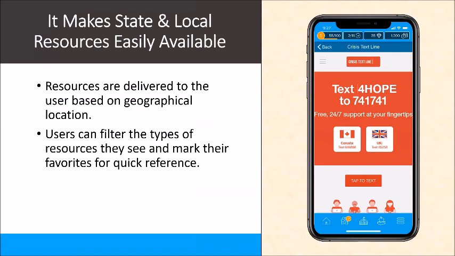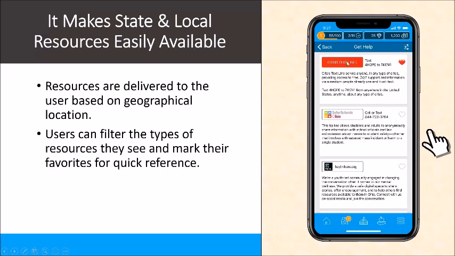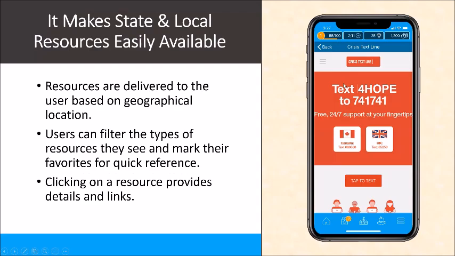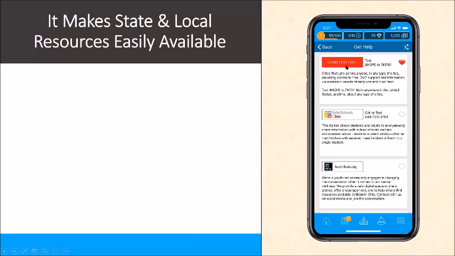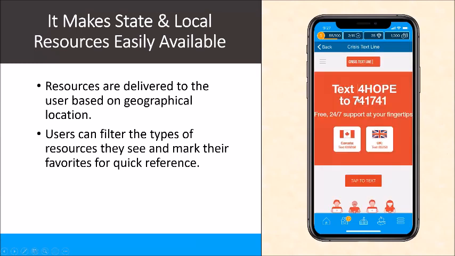One of our primary resources is the Crisis Text Line for HOPE. The app is designed to know your geography, to know who you are, and you can see the different organizations that are available. And this list can literally be hundreds long. And it also allows the user, if they wish, to filter.